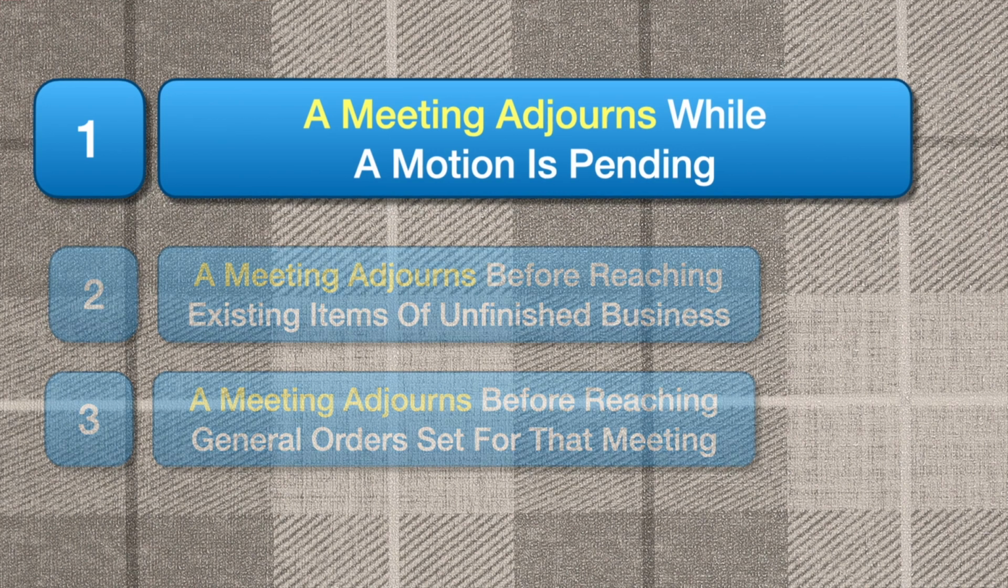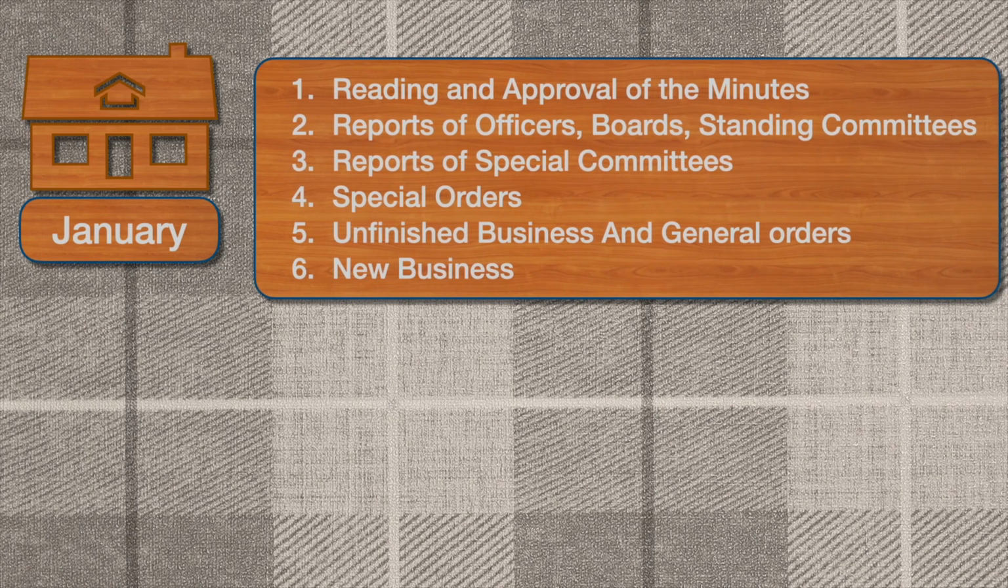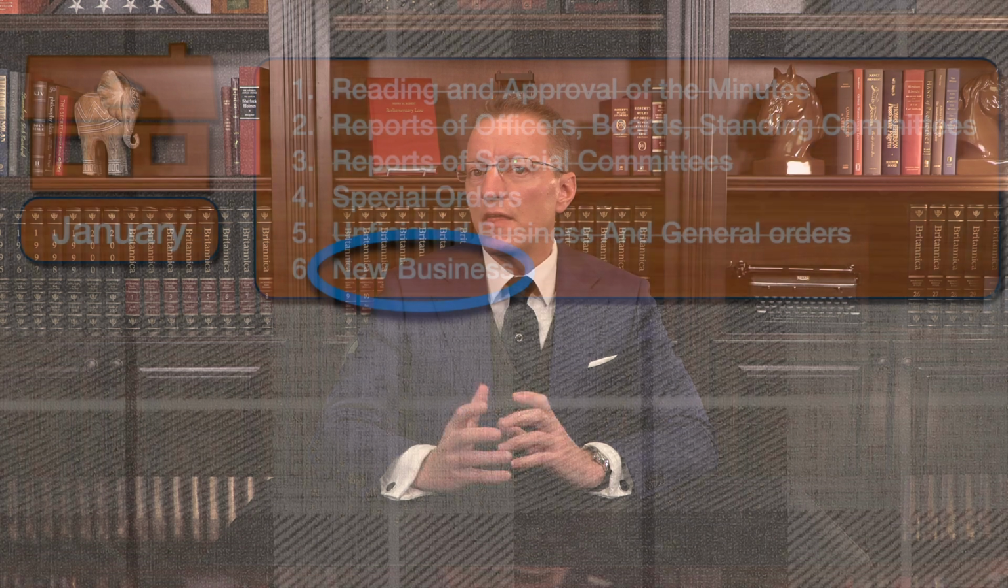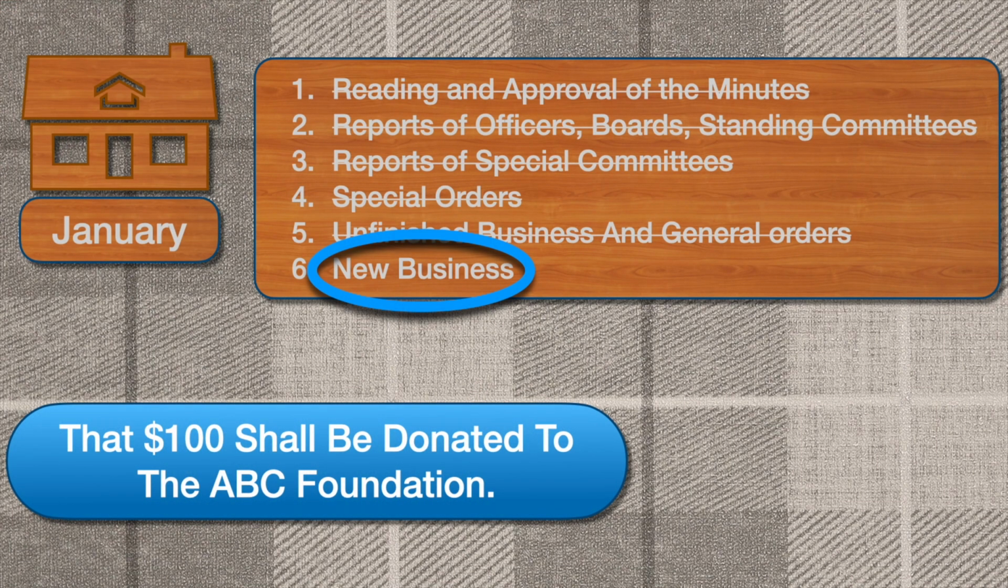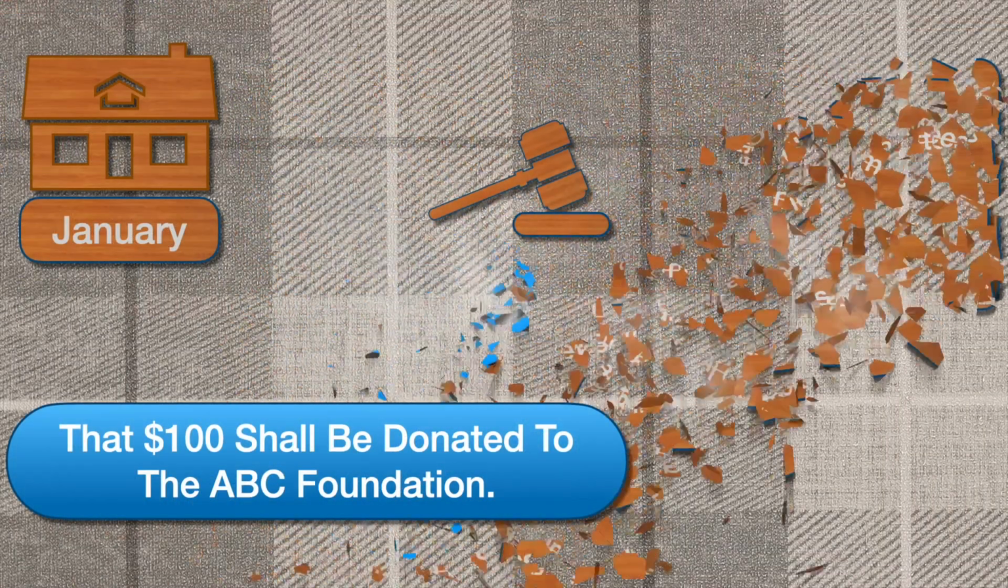A meeting adjourns while a motion is pending, and we'll look at an example of how this might happen and how it is handled. Let's say at the monthly meeting in January, the standard order of business is used, and after all the headings have been covered, the meeting arrives at new business. At this point, let's say a member obtains the floor and makes the motion that $100 shall be donated to the ABC Foundation.